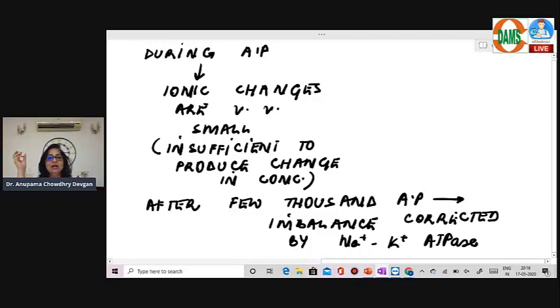But please remember, the role of the sodium potassium pump is not after each action potential, it is after a few thousand action potentials, right? So this is what happens during an action potential. Ionic changes are very small, which are insufficient to produce any sort of change in concentration. But after a few thousand action potentials, the imbalance is going to be corrected by the sodium potassium ATPase pump. Okay?